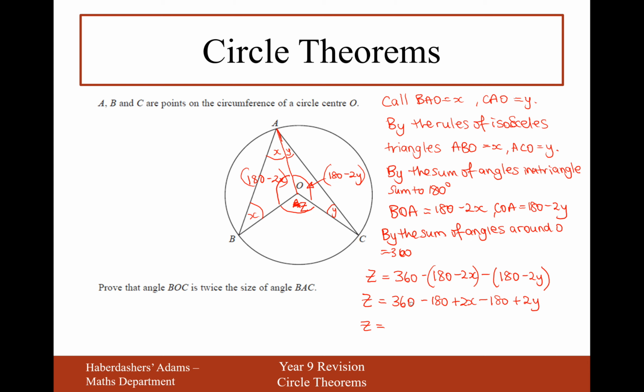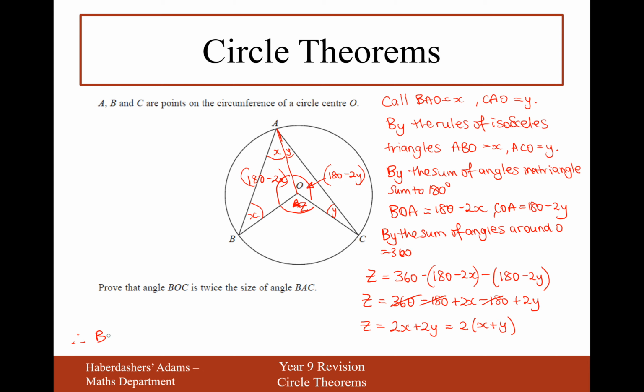Now let's simplify a little bit. We've got 360 and then minus 180 and then minus 180, and then all of that will just cancel each other out. So we're left with Z equals 2x plus 2y, which is double x plus y. So therefore, always write yourself a nice little conclusion.